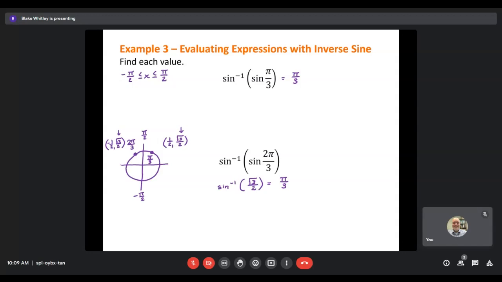So again, the point of this example is just to show you, only use your cancellation property if the value is already between negative pi over 2 and pi over 2. If it's not, then you're actually going to have to evaluate what's the sine of that angle, and then think about the inverse so that we get something that's between negative pi over 2 and pi over 2 now.